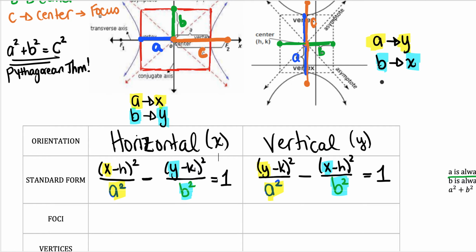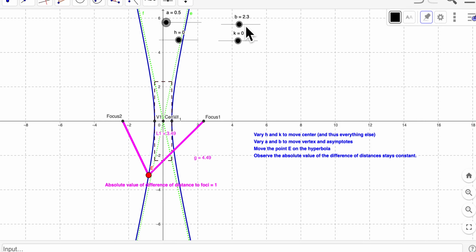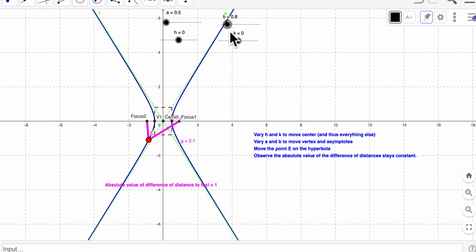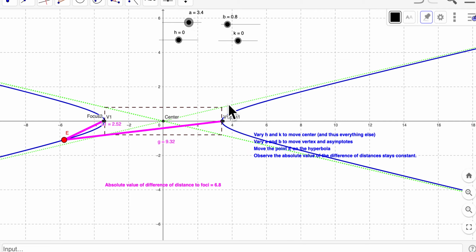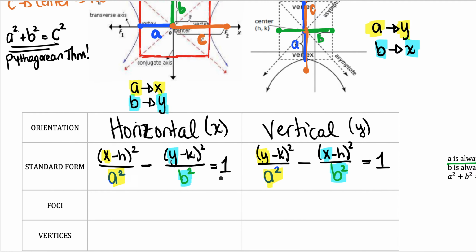That is not the case, okay? A can be bigger than B and A can be less than B. It does not matter, which I can show you here on this diagram. A can be tiny and B can be really big, or B can be tiny and A can be really big. It didn't make a difference. It's still a horizontal ellipse, horizontal hyperbola.